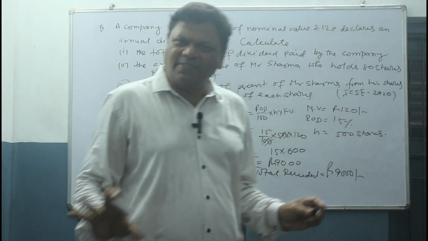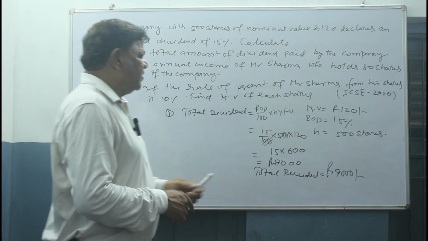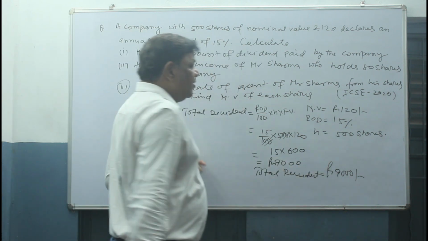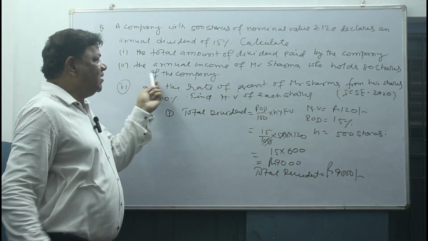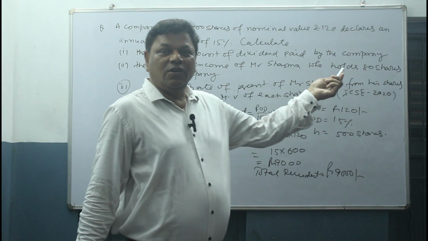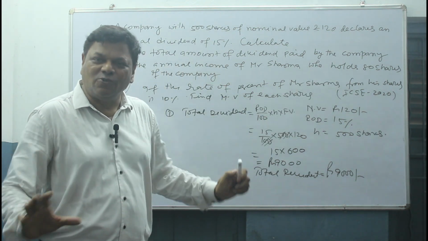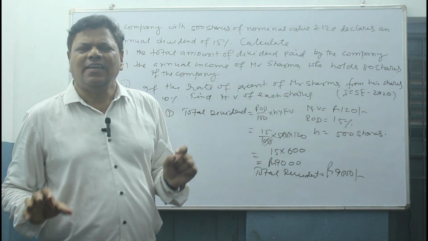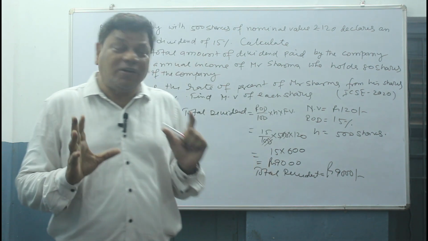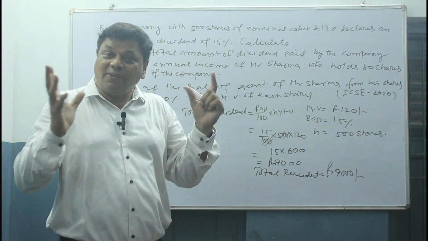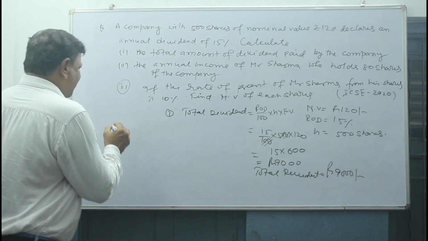If you understand, then you can do all the sums. Not hard. So total dividend is rupees 9,000, I have got. Now the next part: annual income of Mr. Sharma, who holds 80 shares. Annual income is not this one. They told one another person is there. He is holding only 80 shares, not 500 shares. Then what is his annual income? That you have to find. So the second part I have to do here.